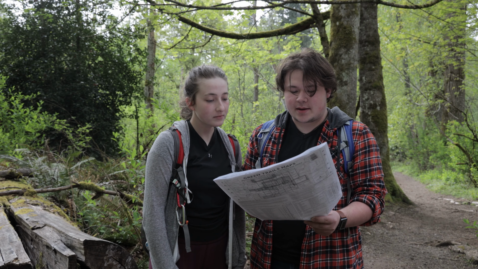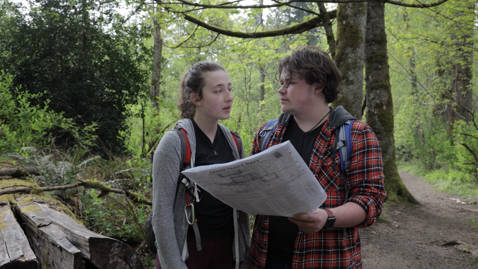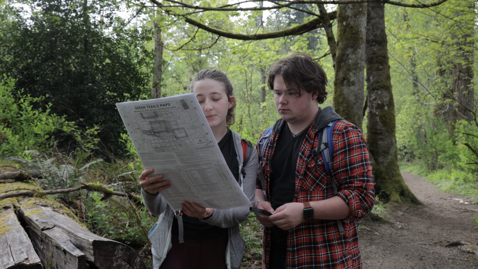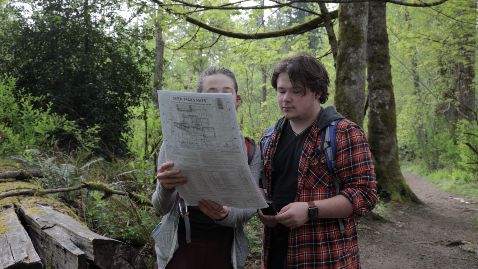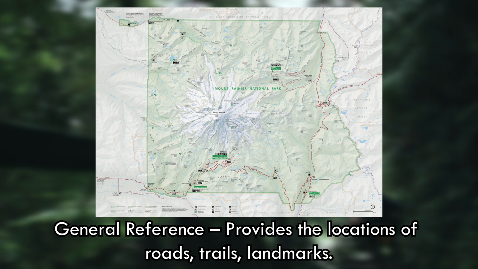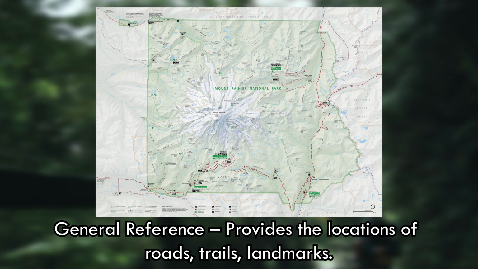I'm not sure what to make of the map though. You don't understand the map? Not really. Well, there are 3 types of maps: general reference maps, topographic maps, and orienteering maps. This one is a general reference map. What's the difference? General reference maps give you the locations of roads, trails, landmarks, and their names.